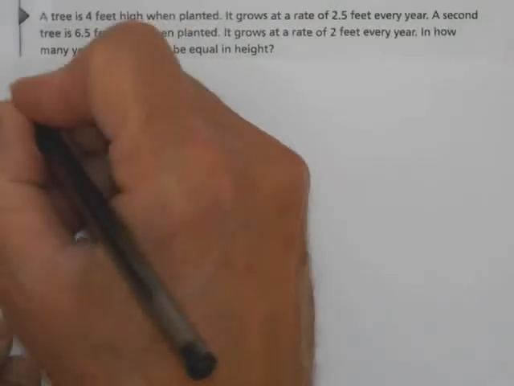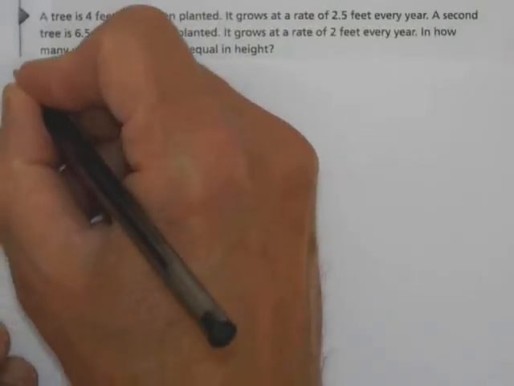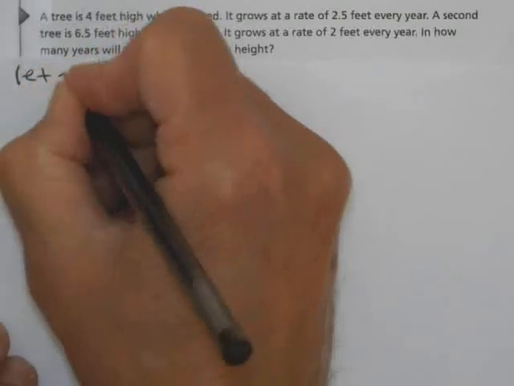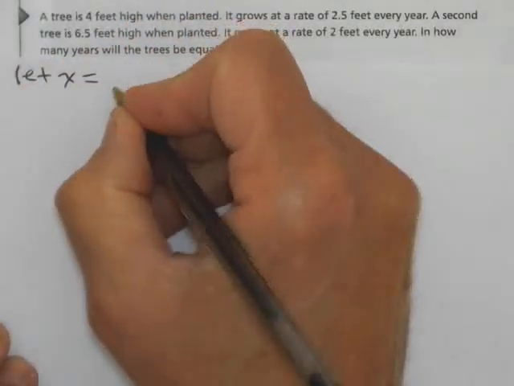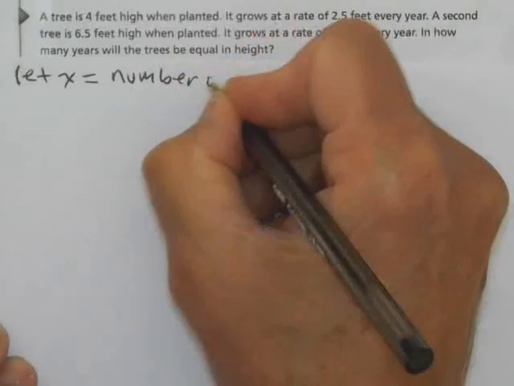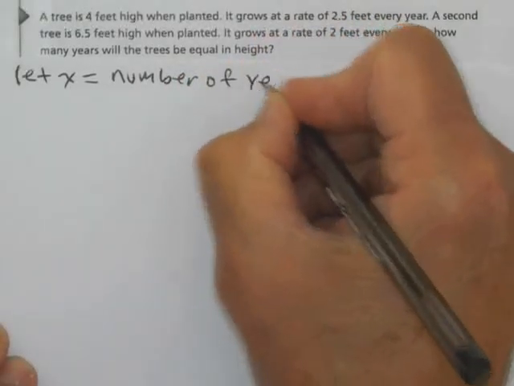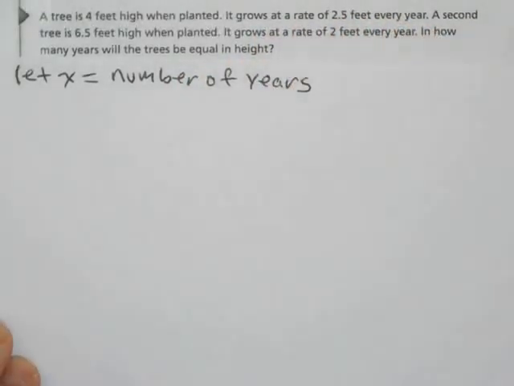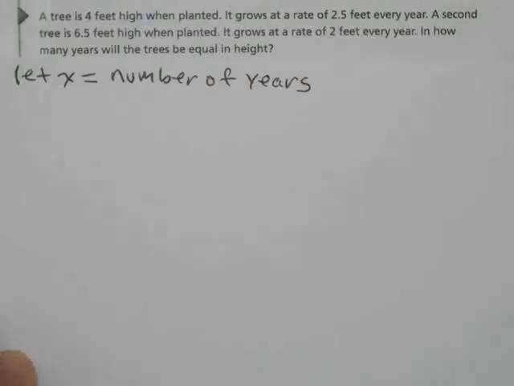At what point will they be the same height? And what we don't know is how many years that's going to be. And that will be our variable. That's going to be x. So we're going to say let x equal the number of years. Really, it should be the number of years the tree is going to grow, or the number of years until they're the same height. But in the interest of saving space, I'm just going to write let x equal the number of years, because that's what we're solving for.